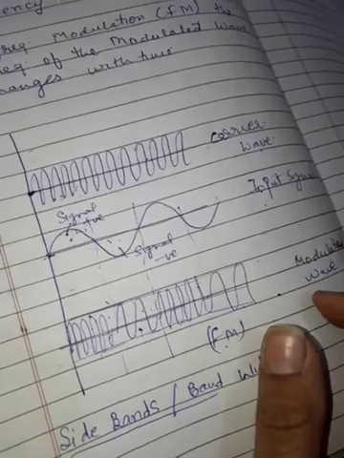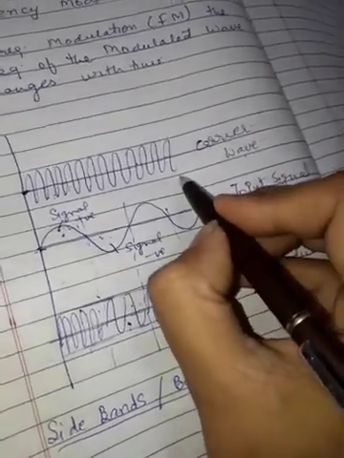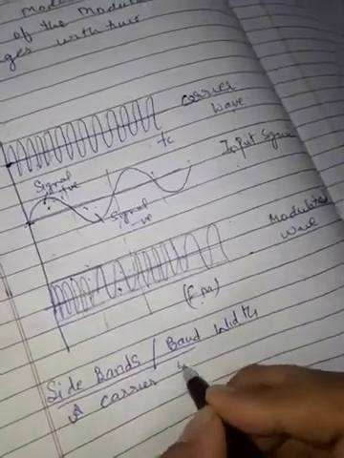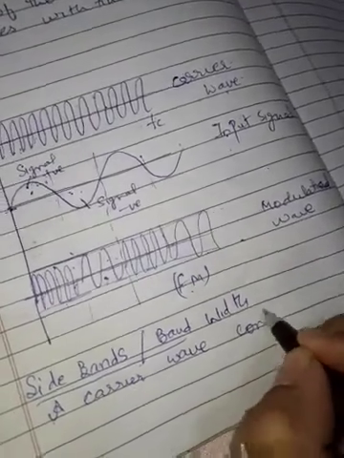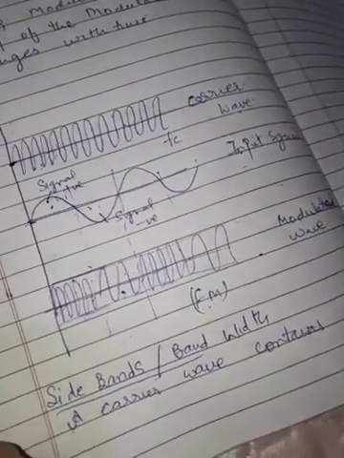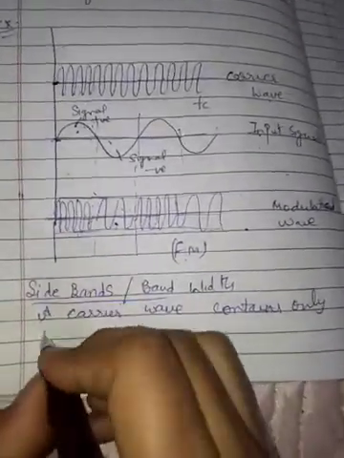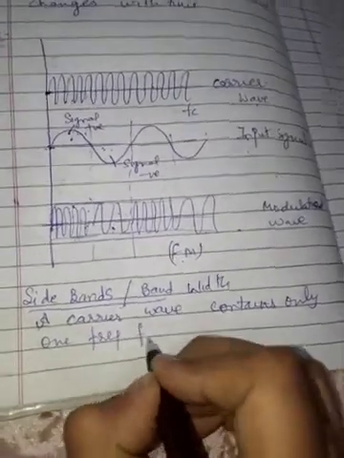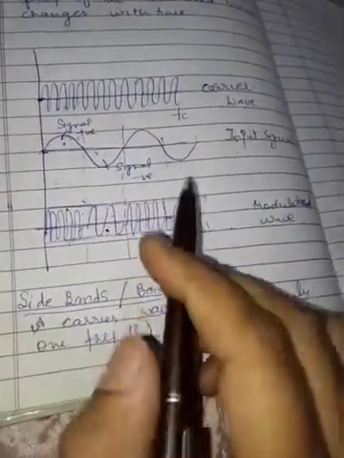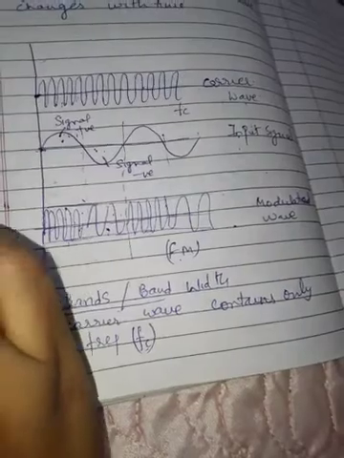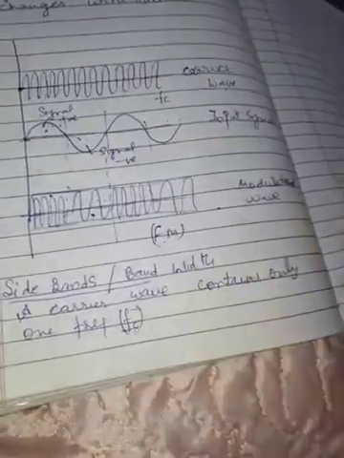See, a carrier wave contains only one frequency. Let it be FC. When the carrier wave is modulated in amplitude by a signal frequency, like we did in amplitude modulation, let FC be the carrier wave frequency and let FM be the input signal frequency.